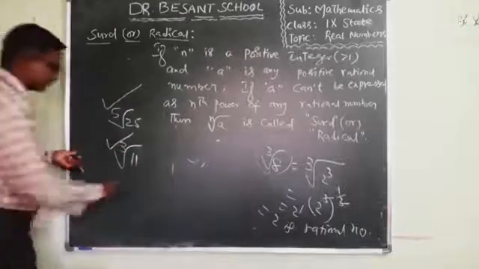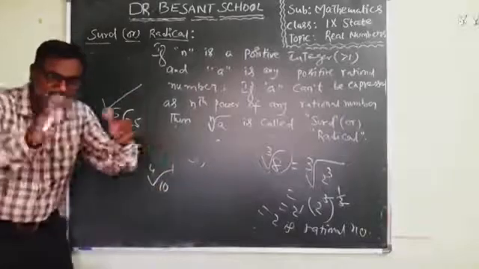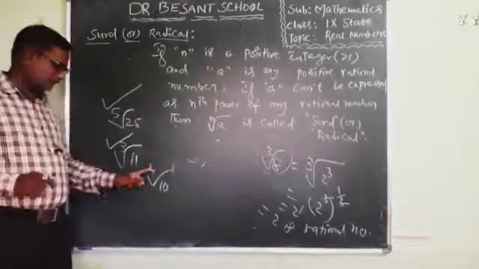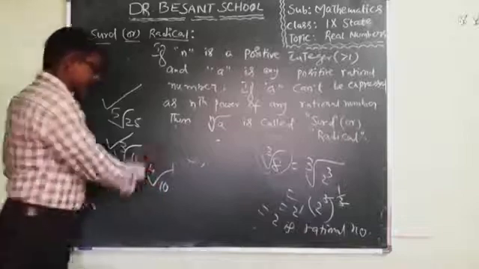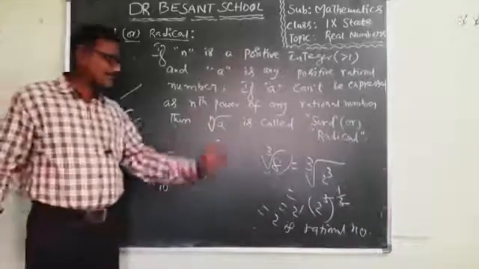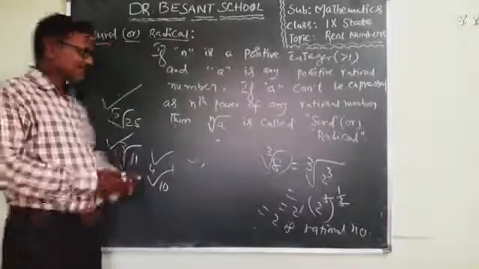Again, fourth root of 10. 10 cannot be written as a fourth power of some rational number. So this is called a surd. I hope that you have understood what is nothing but a surd with these different examples. Okay, children?